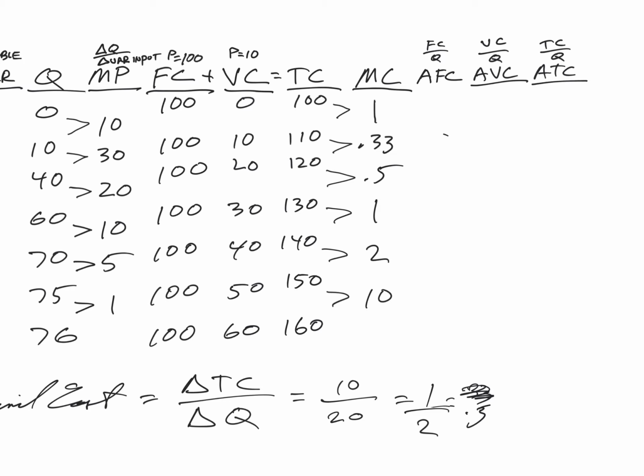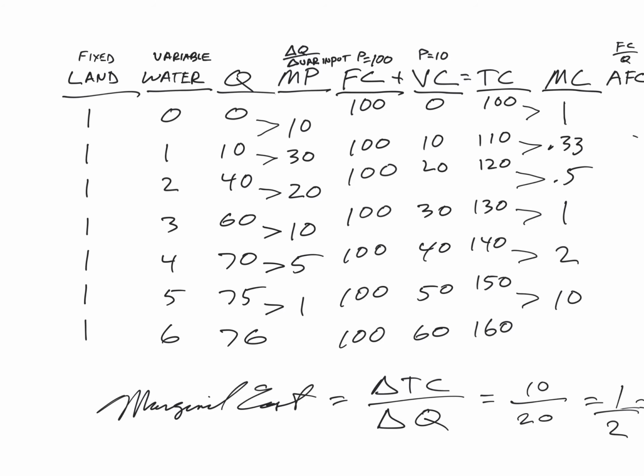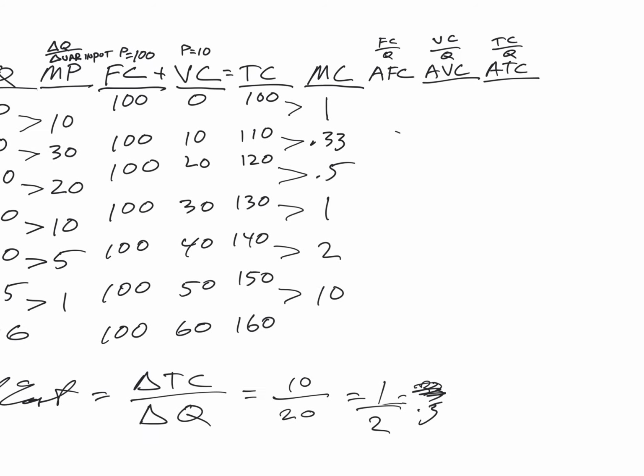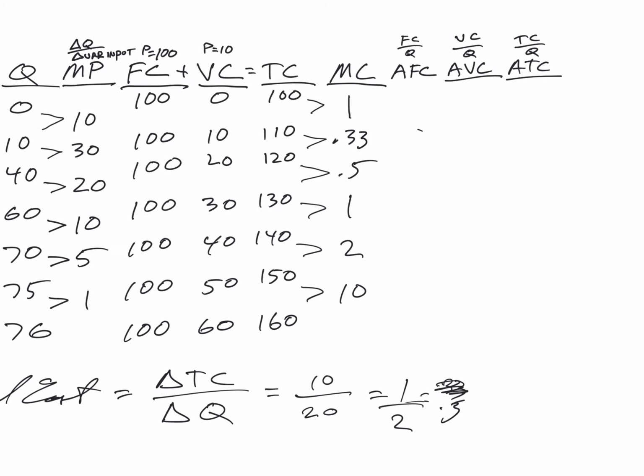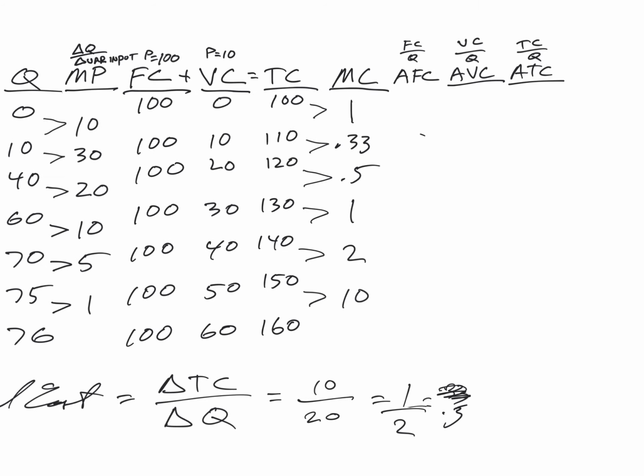Okay, that gets us halfway through the columns there. Let's see how many columns we got. 1, 2, 3, 4, 5, 6, 7, 8, 9, 10, 11. 11 columns, so we've got only 11 more. No, I'm just kidding. That is it. Okay, that's the end. Just to let you know.